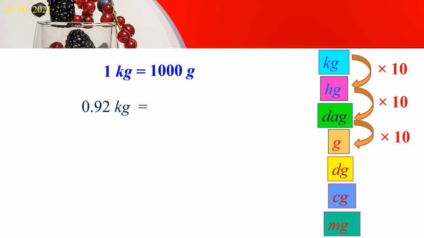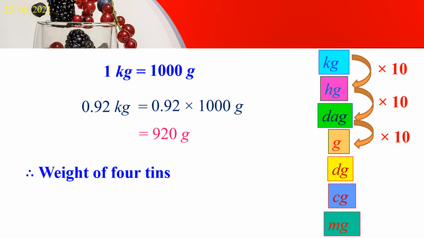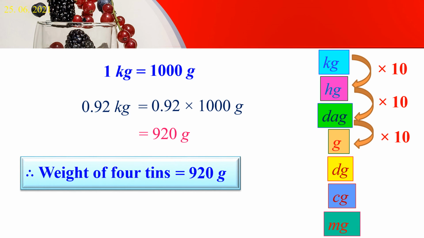Now we have to convert 0.92 kg to gram. To convert, we have to multiply by 1000. On multiplying 0.92 with 1000, we get 920 gram. Therefore, weight of 4 tins is equal to 920 gram.